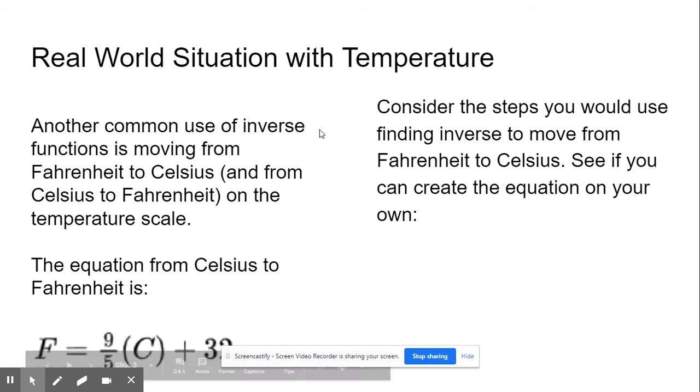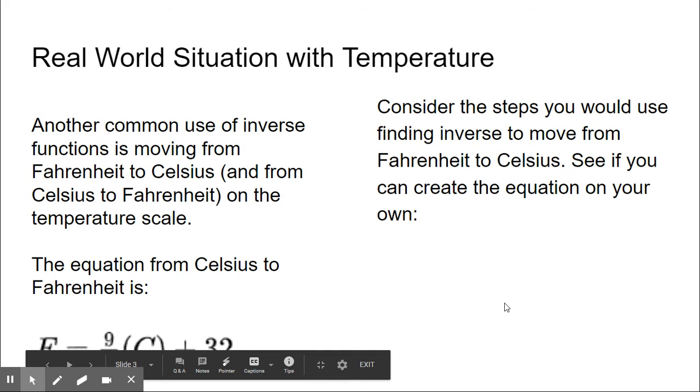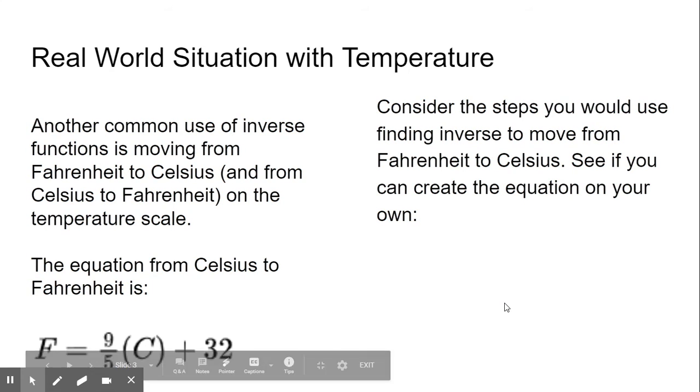Another common use of inverse functions is moving from Fahrenheit to Celsius and from Celsius to Fahrenheit on the temperature scale. The equation from Celsius to Fahrenheit is F equals 9/5 C plus 32. Now consider the steps you would use to find the inverse to move from Fahrenheit to Celsius. See if you can create the equation on your own.